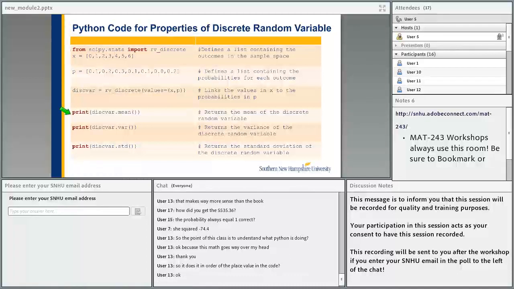So now you have print discvar.mean. So when you do that, you can find the mean of your random variable. And then you do discvar.var, you can find the variance. And then discvar.std is for standard deviation.